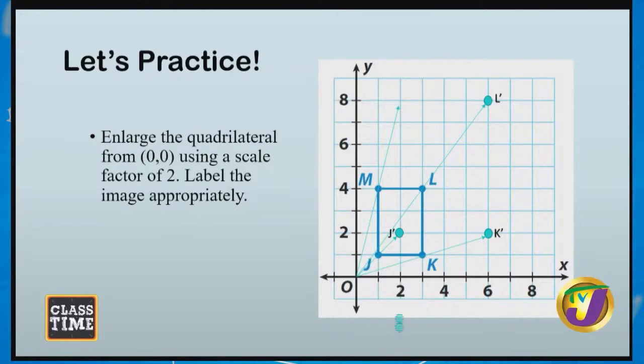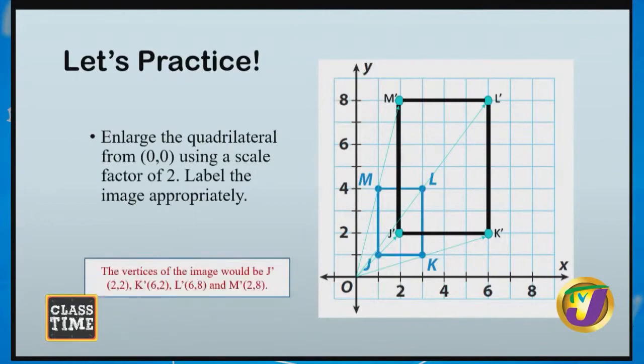Now that we have our 4 points, let us connect the dots to form our image. And we have enlarged the object JKLM from the center of origin by a scale factor of 2. So this image is twice the size of the object. It's getting so easy for me. Now we can move faster. And we all know the coordinates of each vertex.